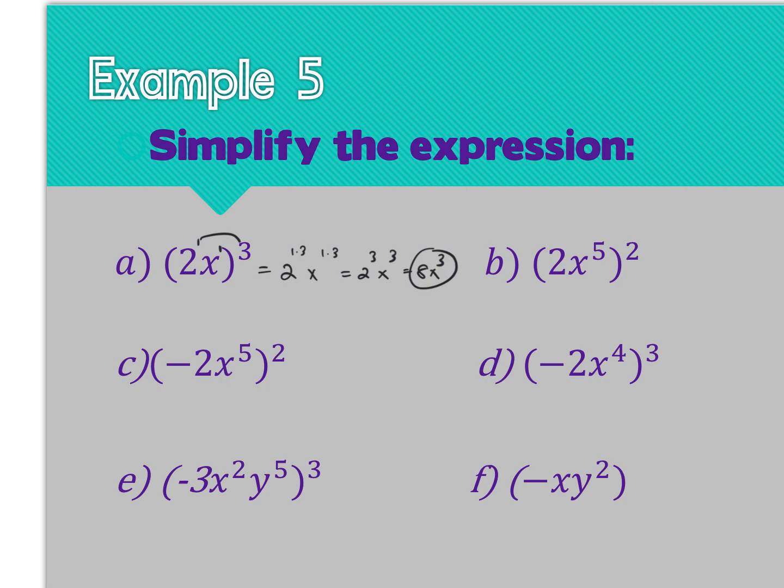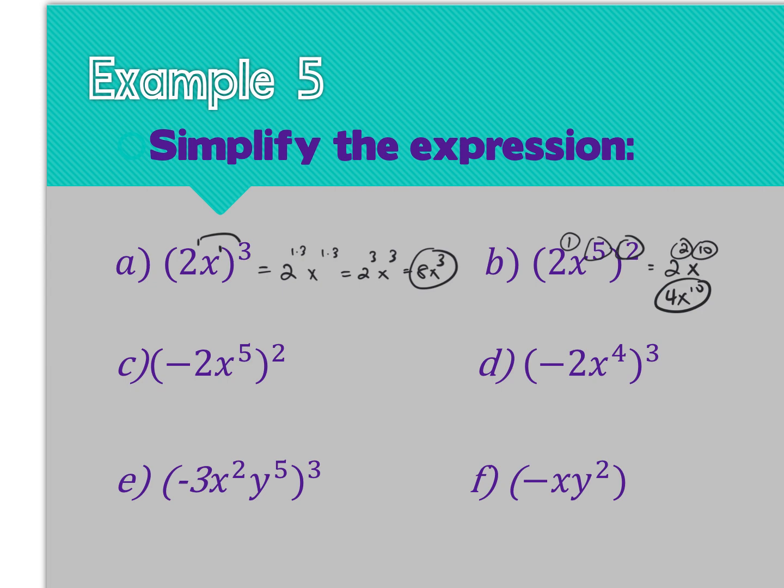So when I go to b, let's use the shortcut. I know that it's going to be 2 squared times x to the 10th power. And 2 squared is 4, so 4x to the 10. How do I get this 2? Well, that's 1 times 2. And how do I get the 10? Well, that's 5 times 2.